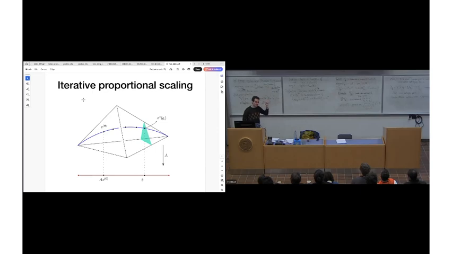So I'm claiming this iterative proportional scaling algorithm knows about this toric geometry that I've explained, and whoever wants to do this project can study this algorithm a little bit.